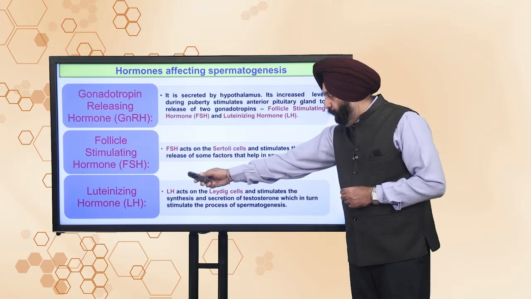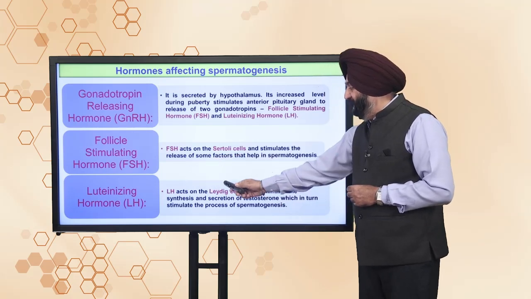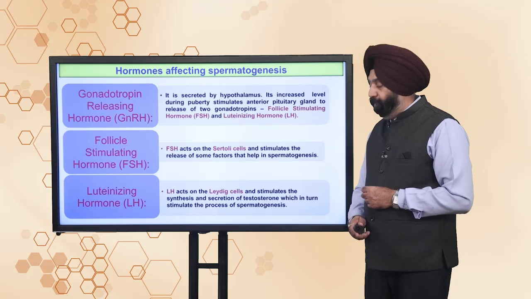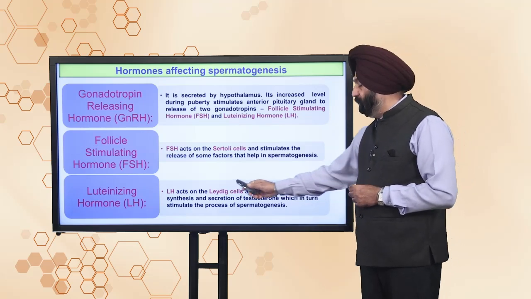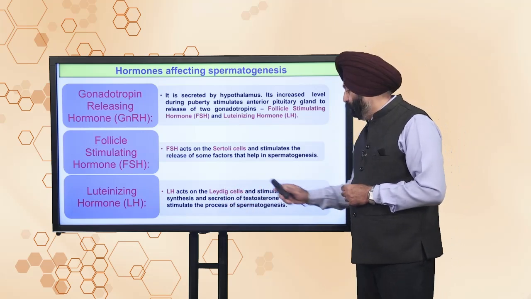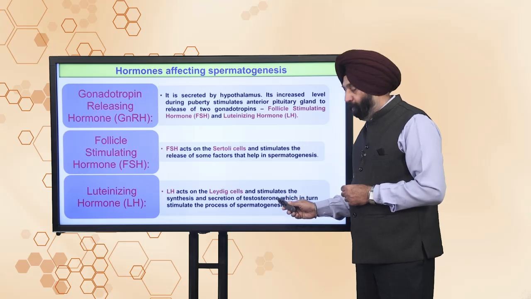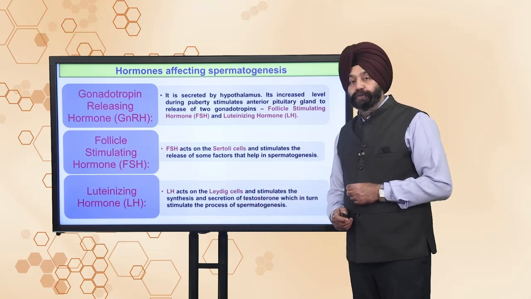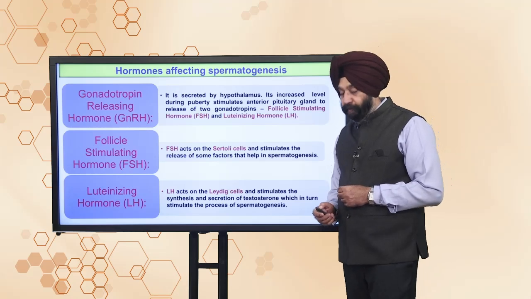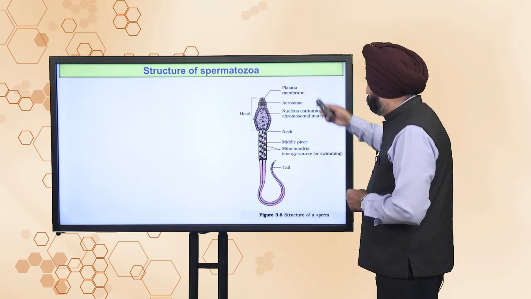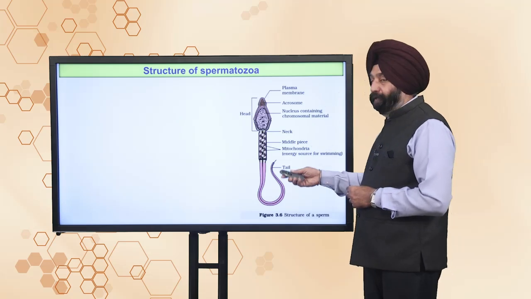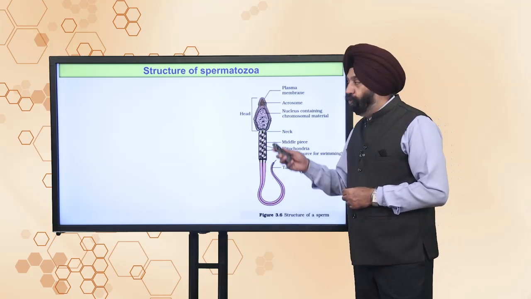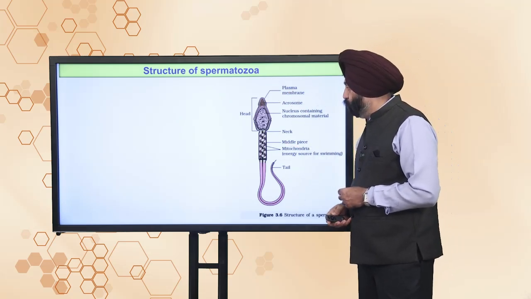Let us see luteinizing hormone. LH acts on Leydig cells and stimulates the synthesis and secretion of testosterone, which you know is very vital. It stimulates the process of spermatogenesis in males. Now let us see this particular picture. This is the picture of the sperm, spermatozoa.